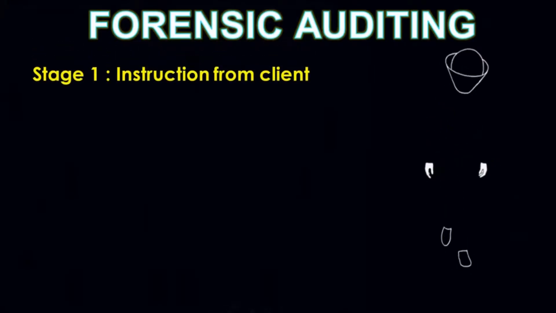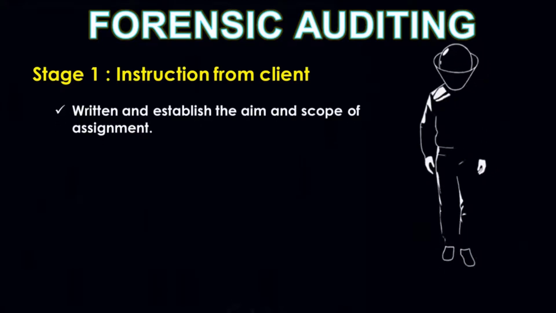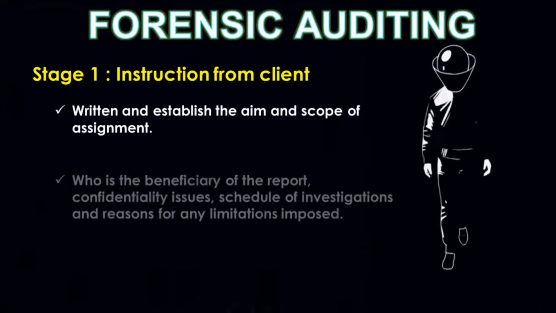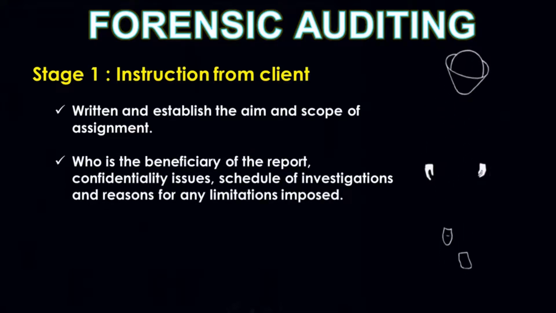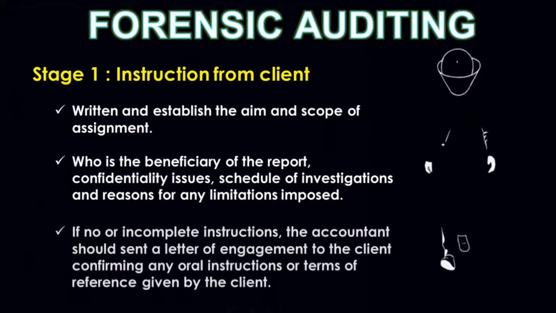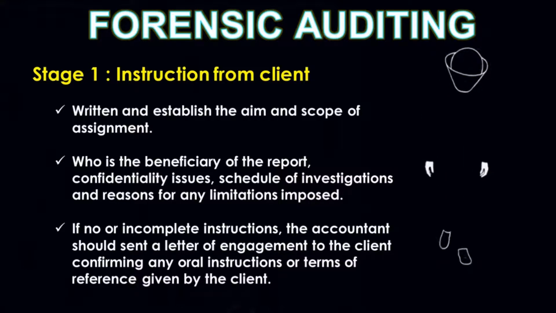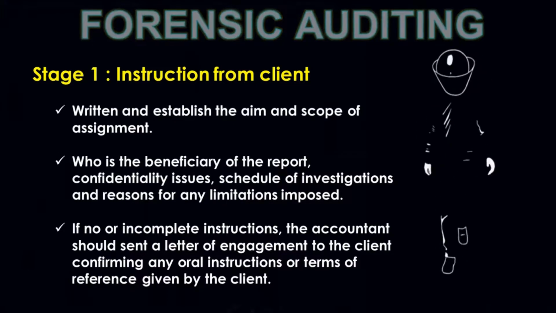Stages of forensic auditing. First stage, instruction from client, written, and establish the aim and scope of assignment. Who is the beneficiary of the report? Confidentiality issues, schedule of investigations and reasons for any limitations imposed. If there are no or incomplete instructions, the accountant should send a letter of engagement to the client confirming any oral instructions or terms of reference given by the client.